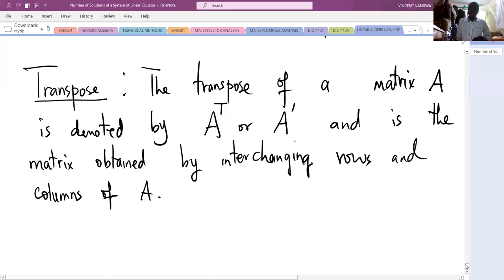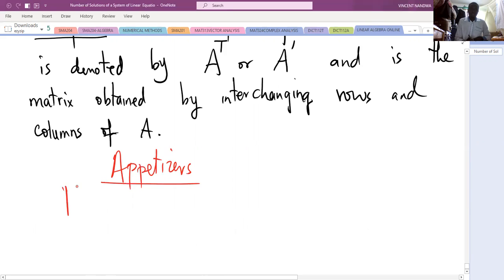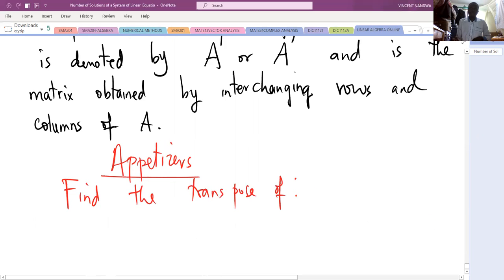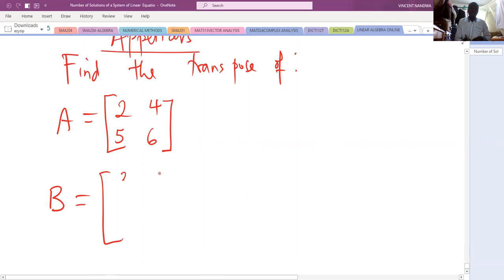So just illustrated by examples. Find the transpose of the following matrices. So if I have A given by 2, 4, 5, and 6, B given by 3, 6, 7, 1, 0, 2.